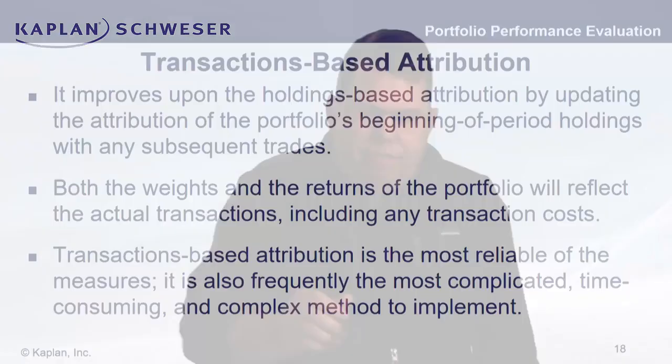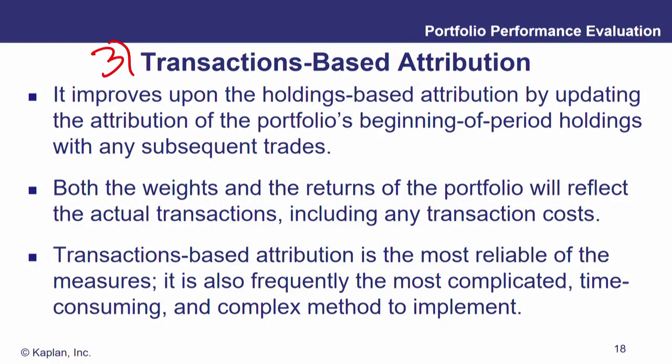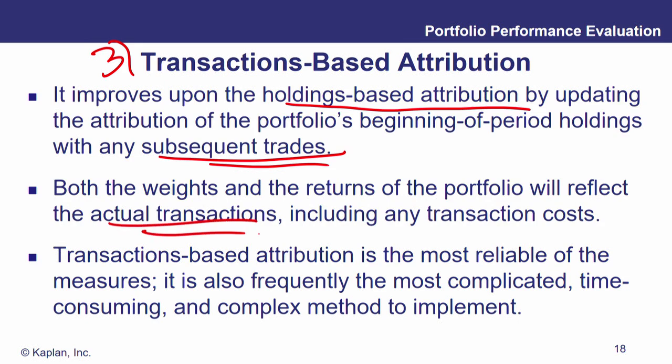Okay, now the third and final method, transaction-based attribution. So it's going to improve upon the holdings-based attribution by doing what? By updating the portfolio and basically recognizing these changes, so recognizing these subsequent trades. So both the weights and the returns of the portfolio are going to reflect the actual transactions, and it's going to bring in transaction cost.